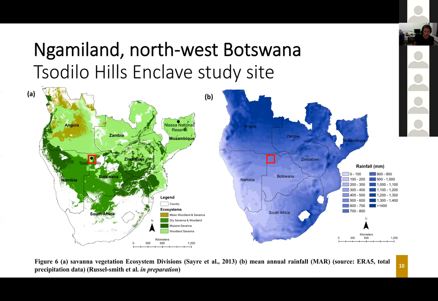So this is roughly the area that we've been looking at. Again, I'd like to stress that though it's close, it's not the Okavango Delta, and it's not similar in terms of vegetation type, fire management, or land use. In fact, this is a woodland savanna with a mean annual rainfall of about 600 millimeters a year.